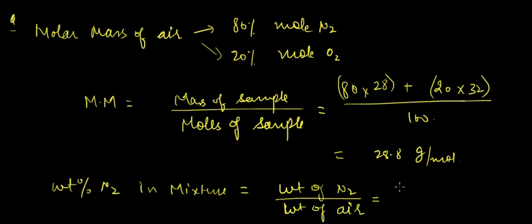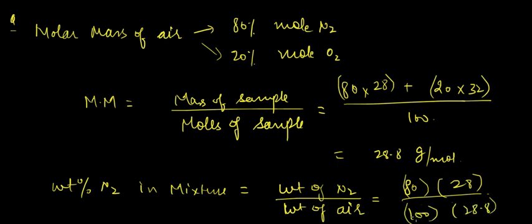Okay, so weight of nitrogen would be defined as molar mass of nitrogen into mole percentage, which is 80. Let's suppose 100 moles are there in the mixture, into the molar mass of nitrogen, N2, which is 28, upon weight of air, where the molar mass is 28.8 and the number of moles of air we are taking as 100. So 100 multiplied by 28.8. With this we can calculate that the weight percentage of nitrogen would be 77.7%. Okay, now let's discuss another important topic, which is law of chemical combination.